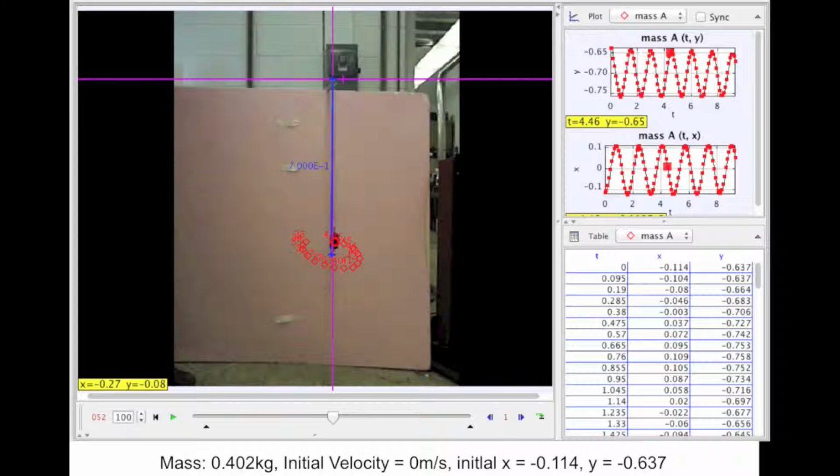We were given that the mass was 0.402 kilograms. The initial velocity is starting from rest, so it's 0 meters per second, and the initial x and y coordinates are negative 0.114 and negative 0.637 respectively.